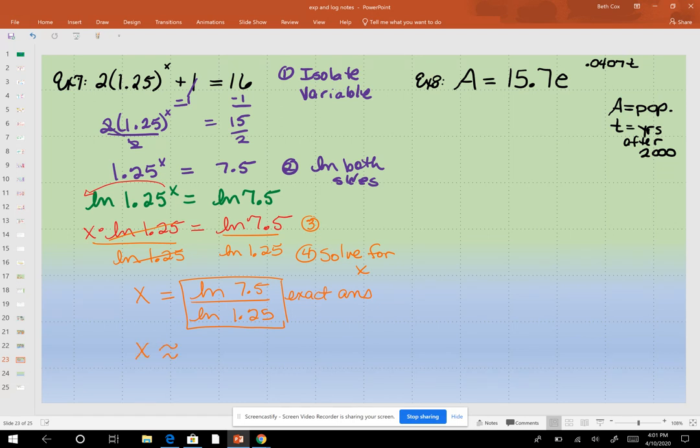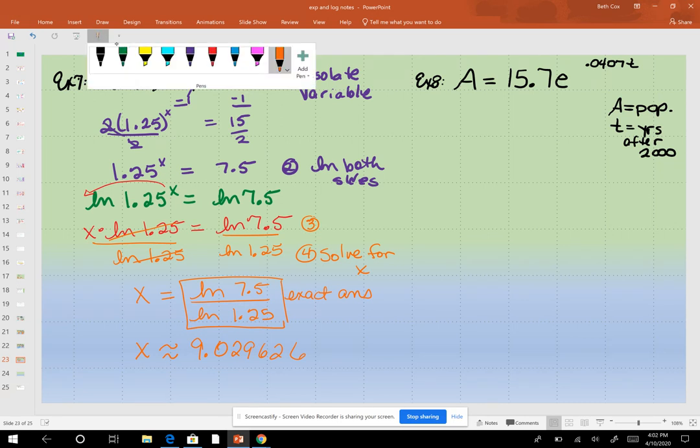And then the approximate answer, I'm going to type in my calculator. Some of your homework problems do want the exact answer, and some of them don't. So this may be one of those that's not really requiring the exact answer, just the decimal answer. So natural log of 7.5, close parentheses, divided by natural log of 1.25, close parentheses. And I get 9.029626. And depending on where I want to round, let's look at your instructions.